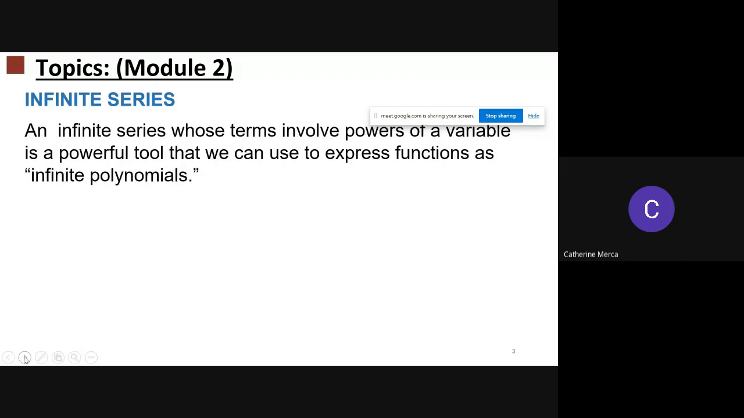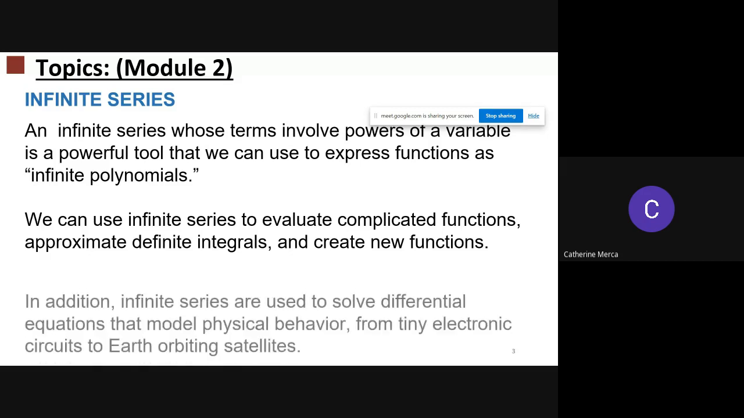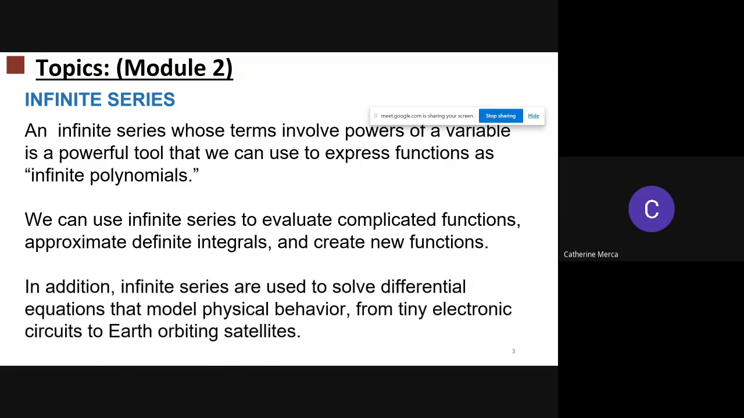So you are aware already of your infinite series. Can you see it clearly? The terms involved are powerful tools to solve for infinite polynomials. Okay? We can also make use of infinite series to solve differential equations that model physical behavior.